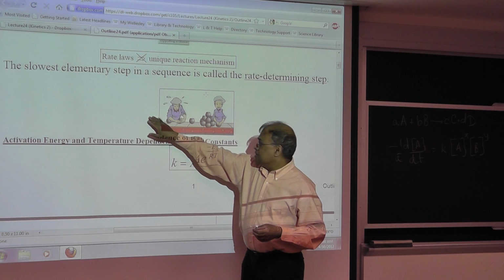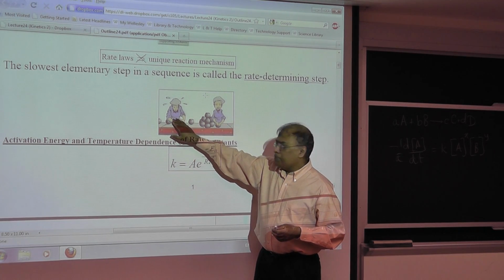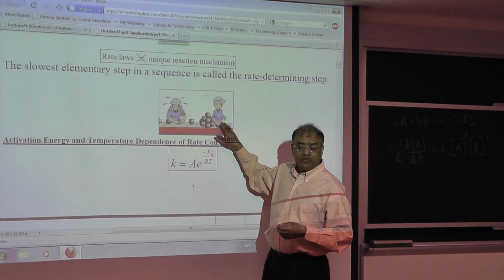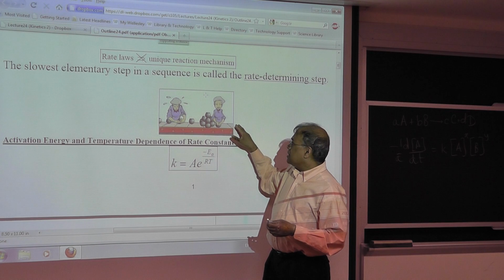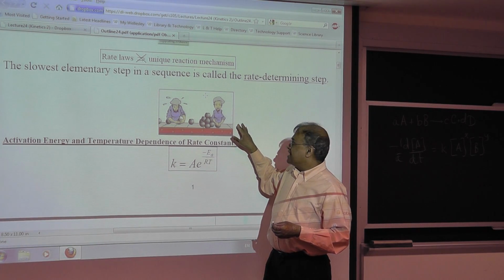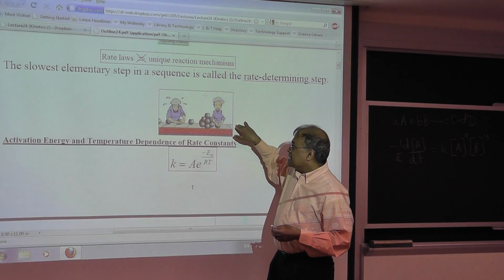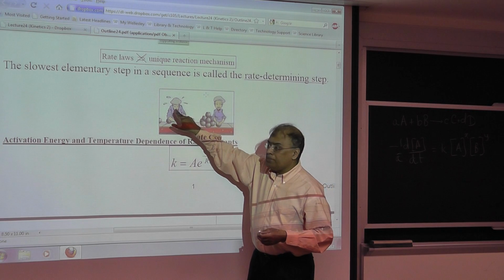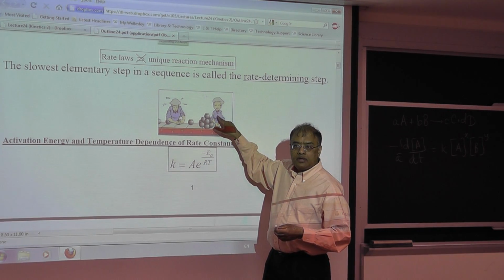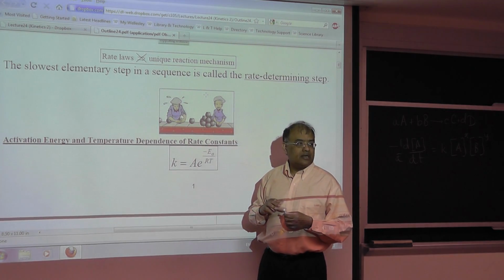Okay, so this woman here is working very hard and producing lots of honeypots. But this woman is working very slow and it's not going anywhere. So the rate of production of honeypots out here is not determined by this woman, but is determined by this woman. If you understand this diagram, you understand the concept of rate determining step.